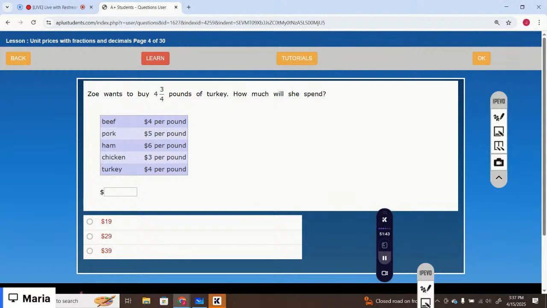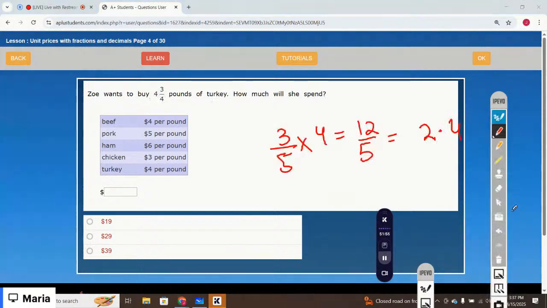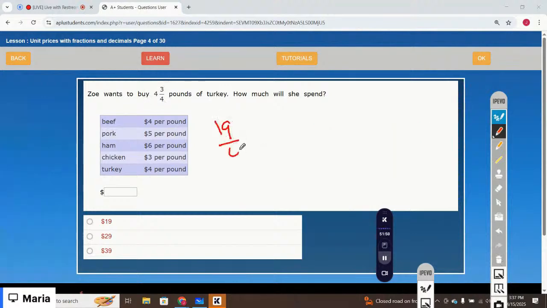Zoe wants to buy 4 whole 3 by 4 pounds of turkey. How much will she spend? So 4 whole 3 by 4 she wants to buy, and the total cost is $4. So 4 times 4 is 16, 17, 18, 19 over 20 times 4. 4 and 4 cancel out. That means the cost is $19. Option number 1 is the correct option.